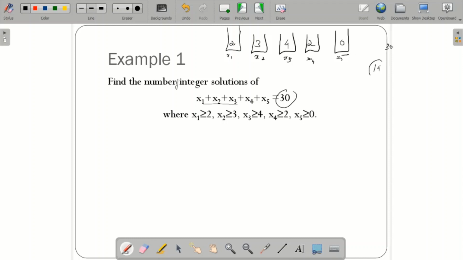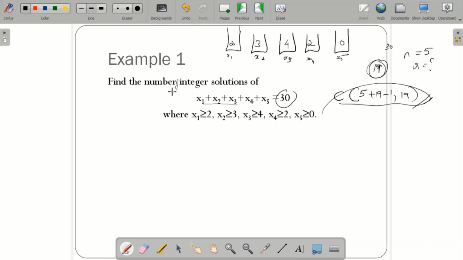So the totally left over sum is 19, because where x1 is greater than or equal to 2, I took a container and placed the minimums: 2, 3, 4, 2 and 0. Then the remaining 19 should again be arranged in distinct boxes. So it is nothing but combination with n equal to 5, and this would be C(5 plus 19 minus 1, 19). Finding n is easy because you have 5 containers, but finding r is difficult, based on the different conditions.